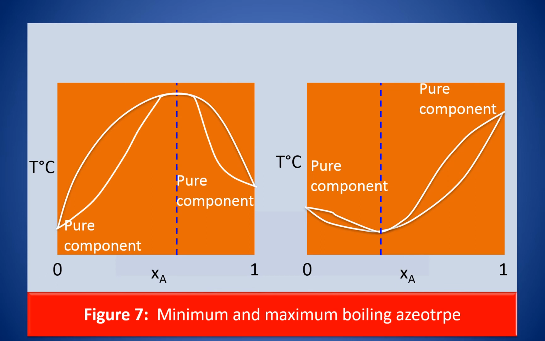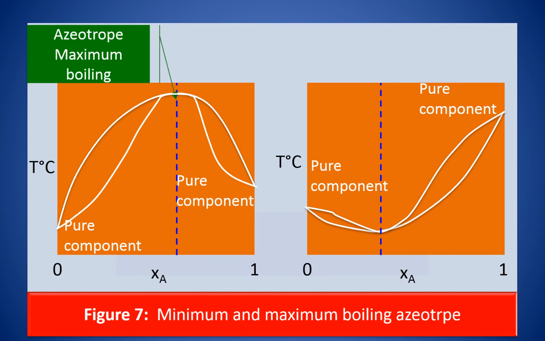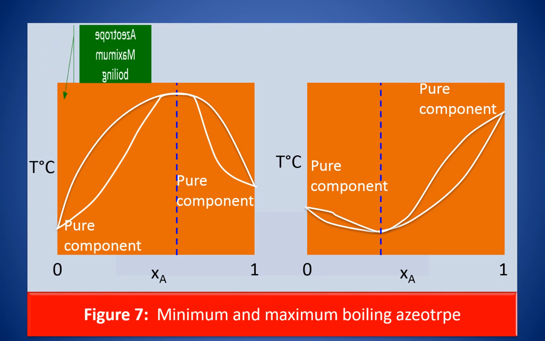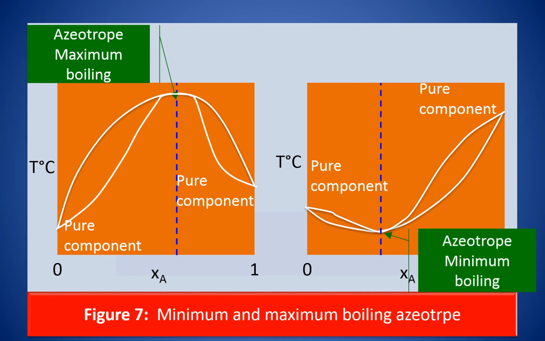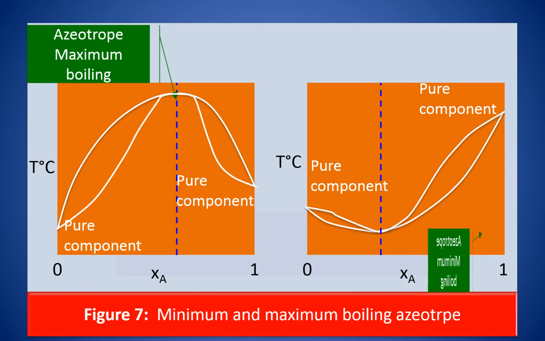This figure shows the temperature composition diagram of minimum boiling and maximum boiling azeotropes. The figure on the left is the maximum boiling azeotrope. Note that both the pure components have a lower boiling point than the azeotropic mixture. The figure on the right is an example of a minimum boiling azeotrope. In this case, the azeotropic mixture has a boiling point lower than that of its constituents.